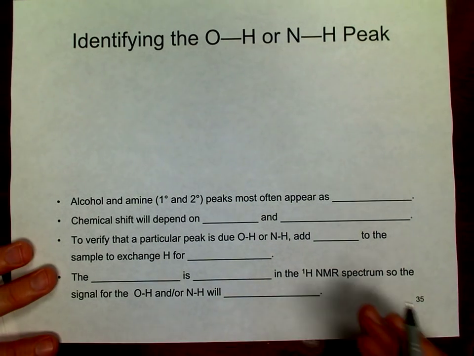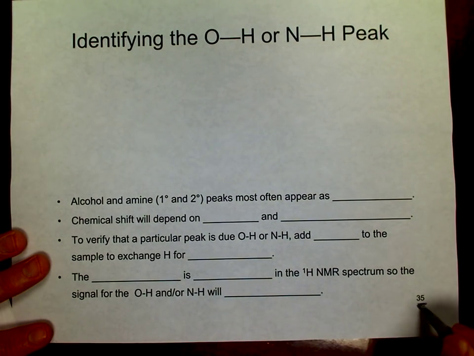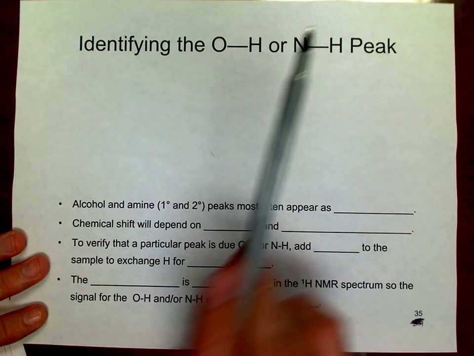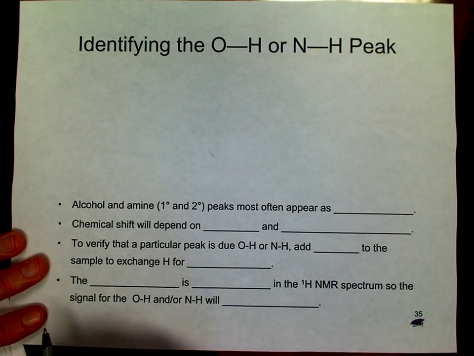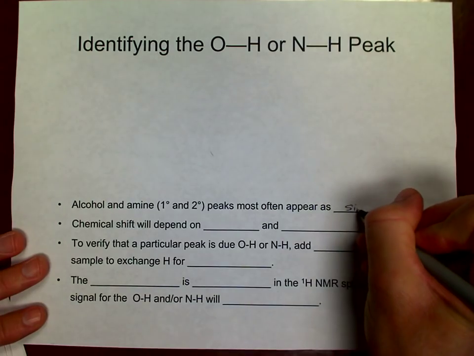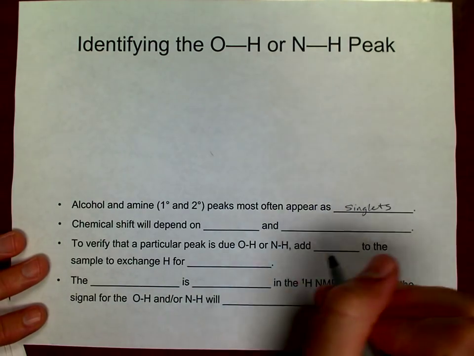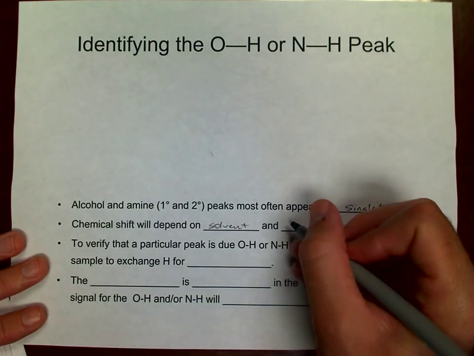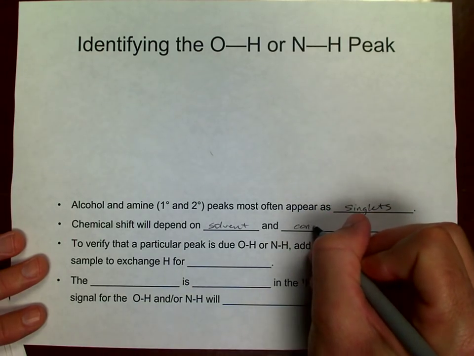Alright, so the last video ended at slide 34 for NMR spectroscopy, so we are here at slide 35, starting with alcohols and amine peaks. Alcohol and amine peaks often appear as singlets. The chemical shift will depend on the solvent used and the concentration of your sample.